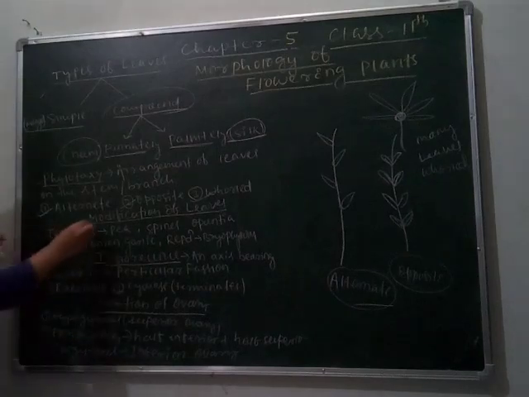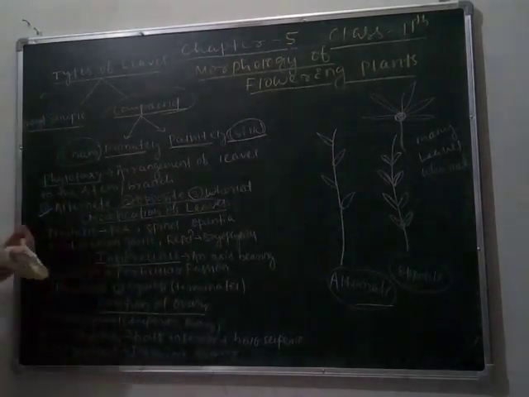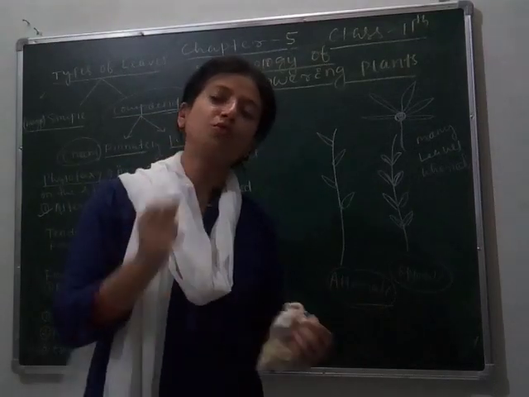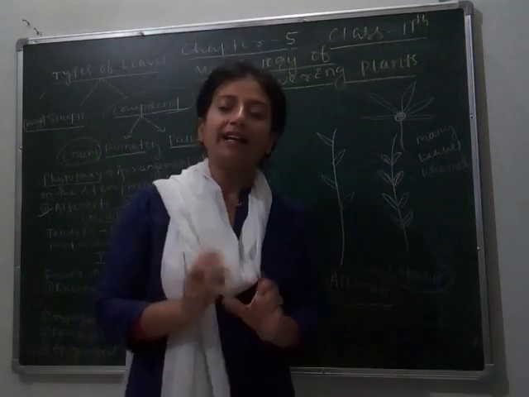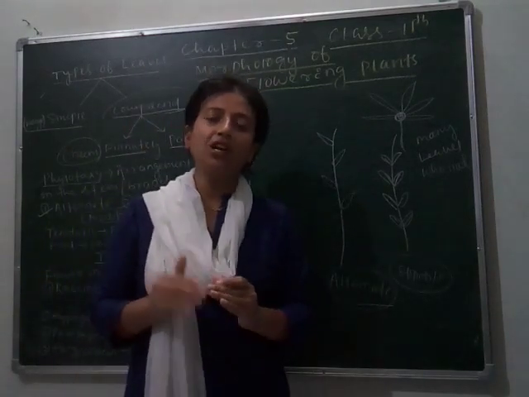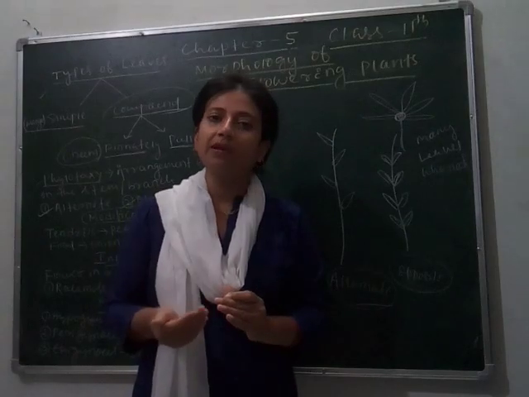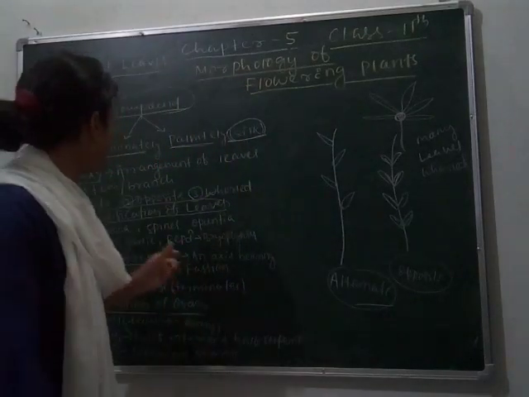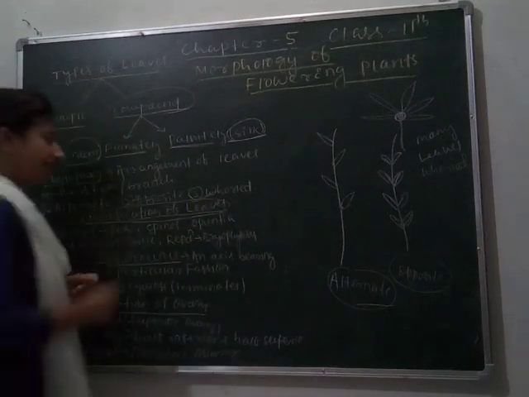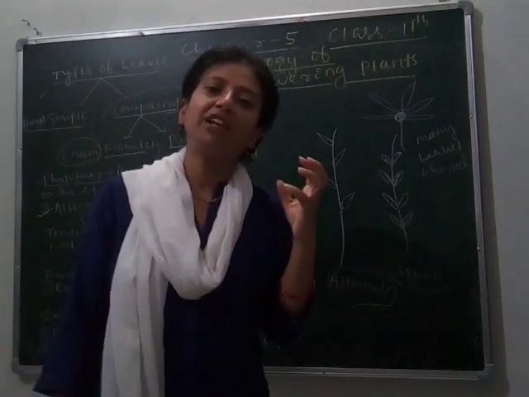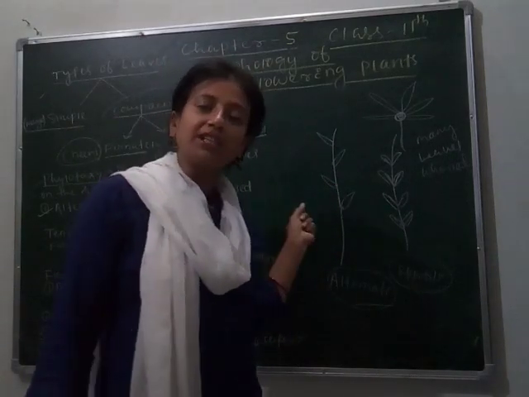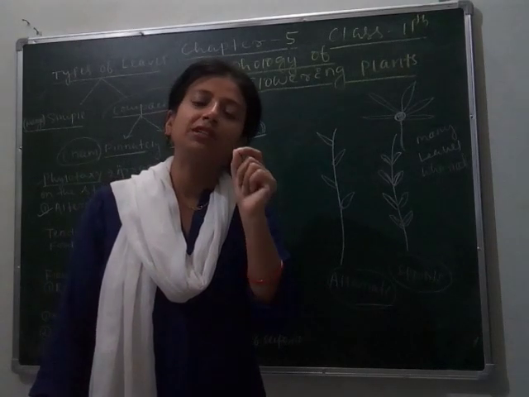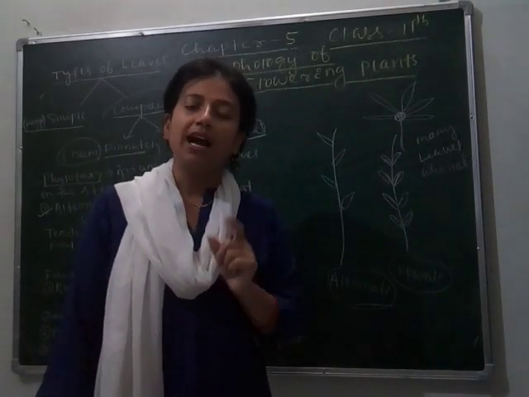Clear, students? Next is modification of leaves. As I have taught in root modification and stem modification, any part of the plant is modified when it does a function other than its original function. Exactly the same happens in the leaf also. The function of the leaf is to synthesize food, but except photosynthesis, the leaves also do some other functions. And what are they?